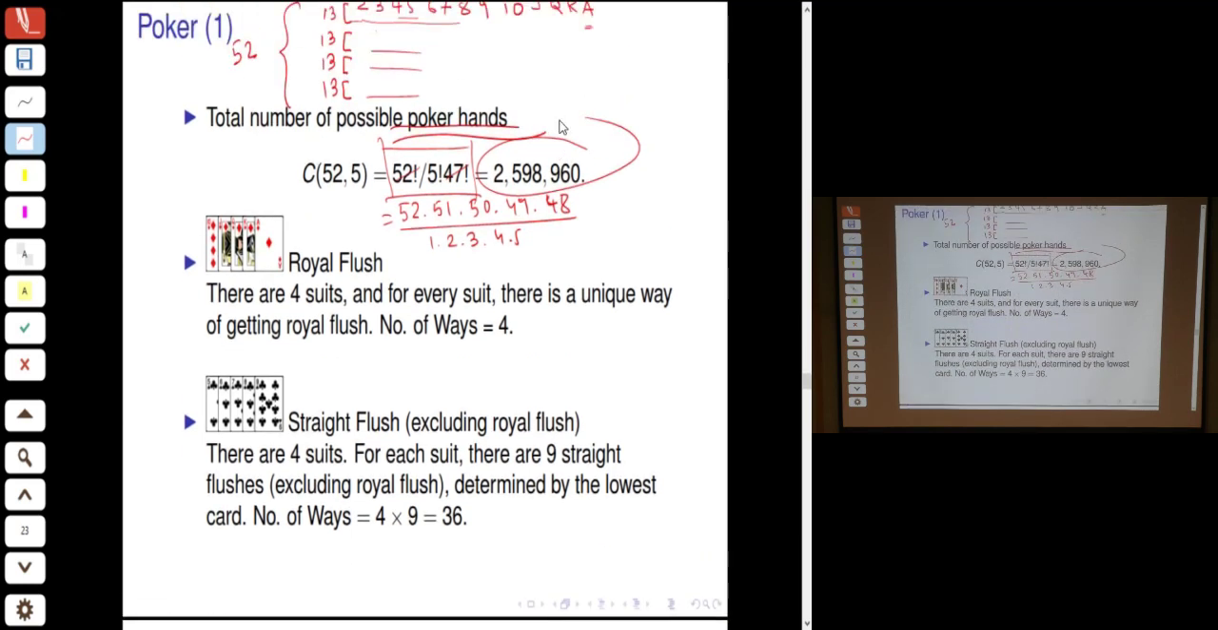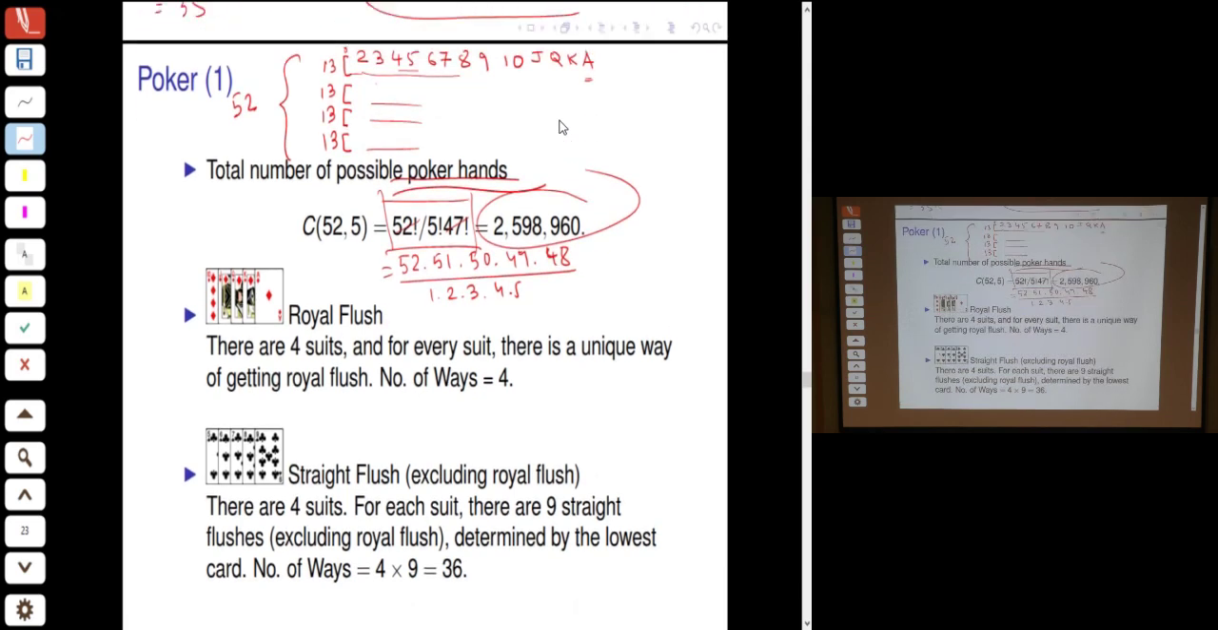Okay. So the next counting assignment. The first, simplest counting assignment in poker was just to calculate the total number of poker hands. The next counting assignment is to calculate what is known as a royal flush. So what is a royal flush? A royal flush is a poker hand, a collection of 5 cards. It satisfies 2 conditions. The first condition is that all the cards must come from the same suit. So either here, here, here, or here. So the suit must be the same.